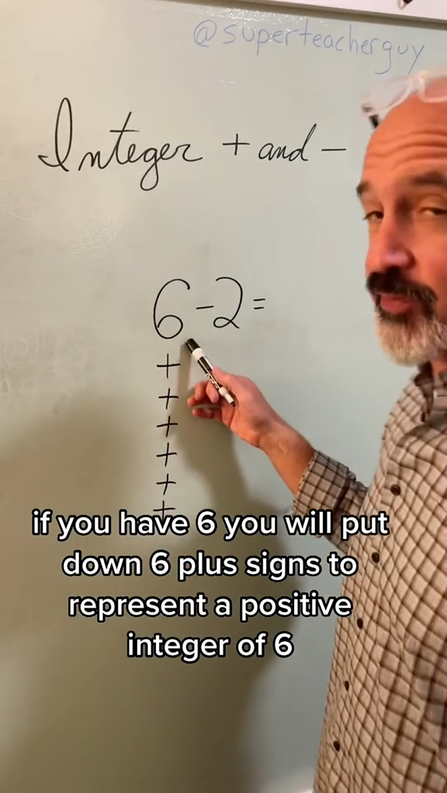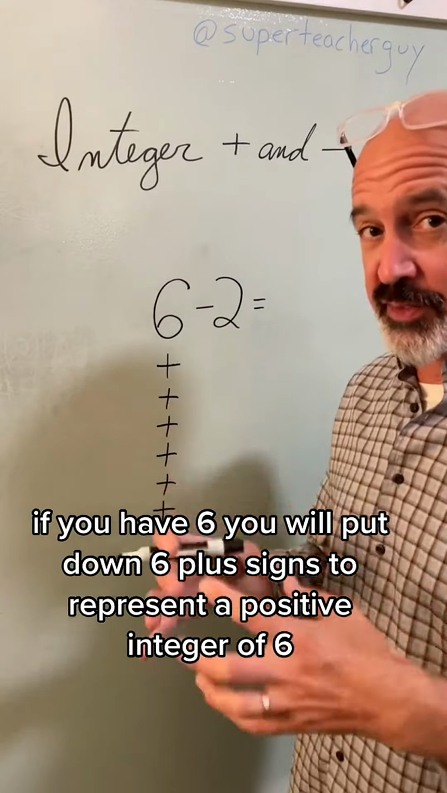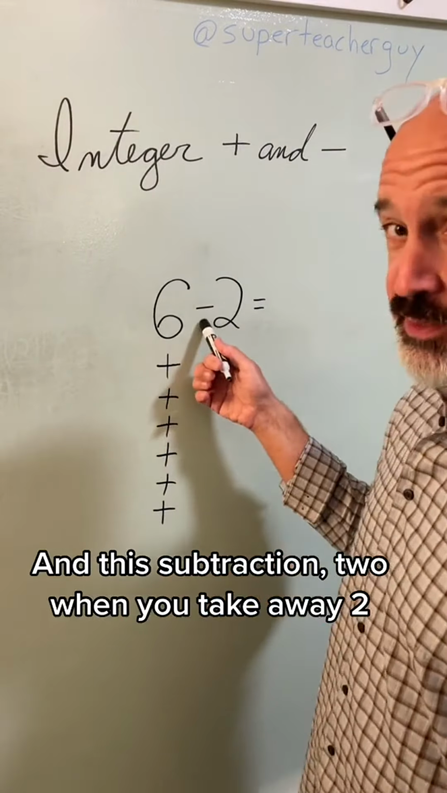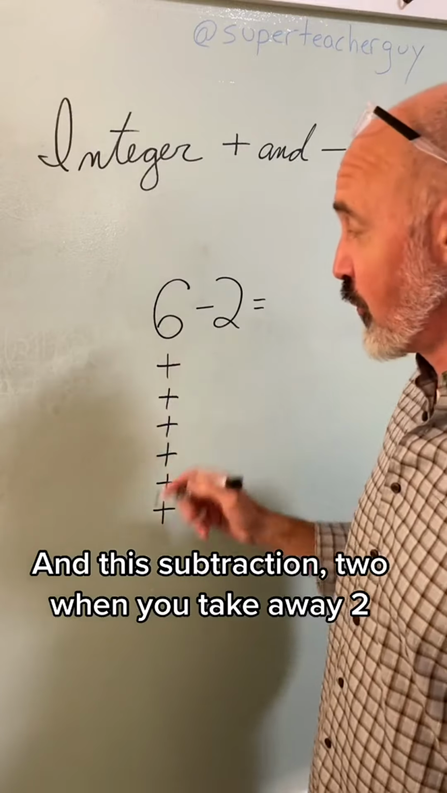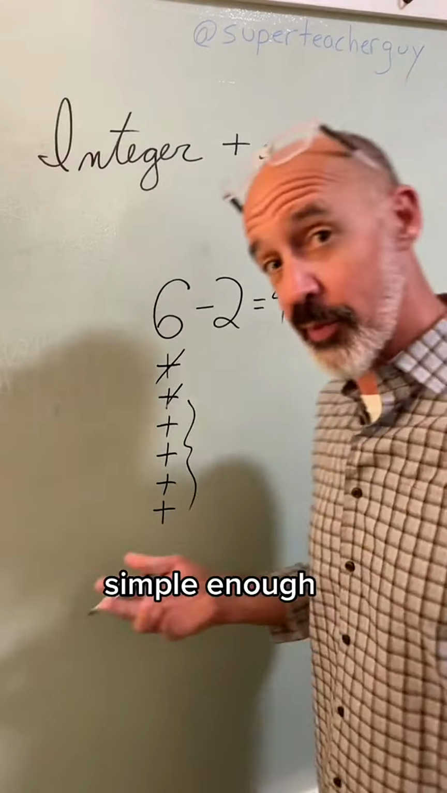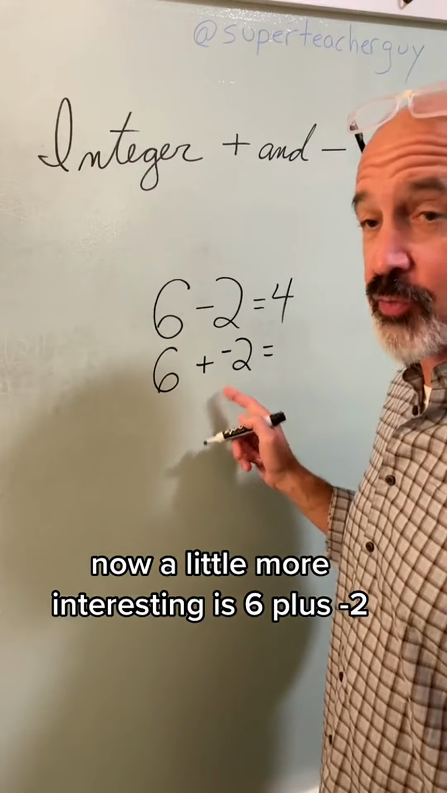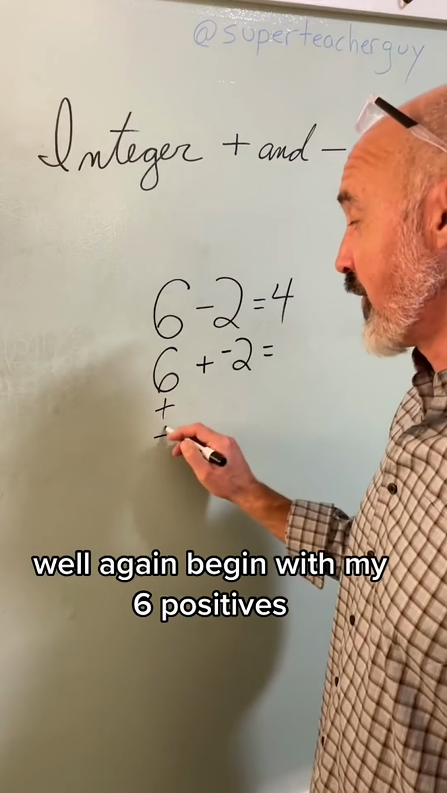If you have 6, you would put down 6 plus signs to represent a positive integer of 6. And in the subtraction, 2 means you take away 2. So you can just cross out 2, you're left with 4. Simple enough. Now, a little more interesting is 6 plus negative 2. Well, again, begin with my 6 positives.